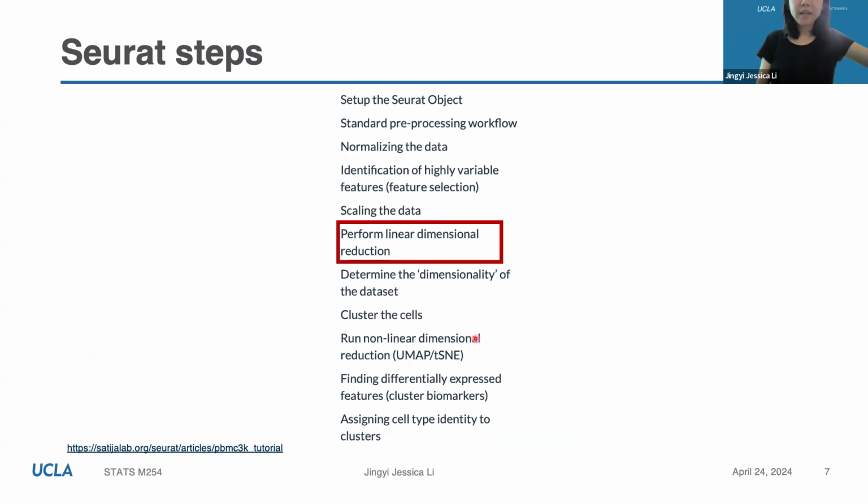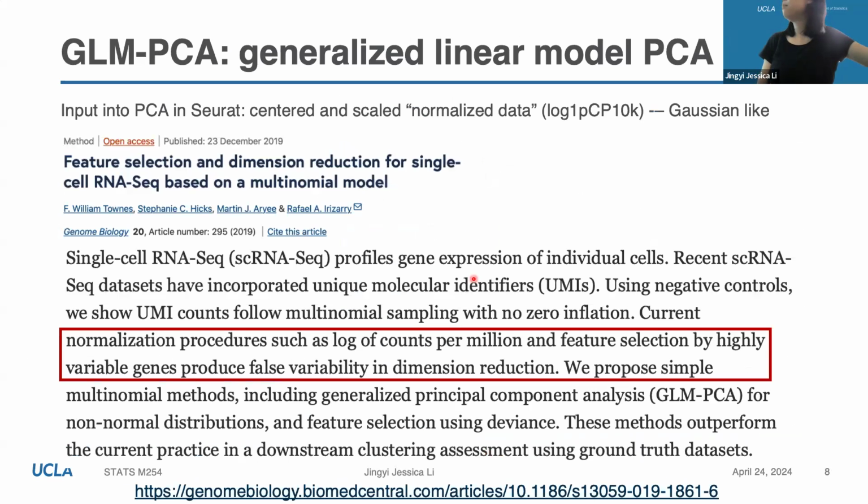Okay, so we talked about this. Now, for the remaining time, I want to talk more about other dimension reduction methods beyond PCA, even though PCA is the only one included in Seurat. But when you use PCA in Seurat, you are using centered and scaled normalized data.